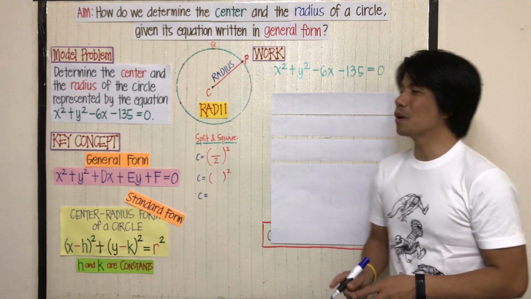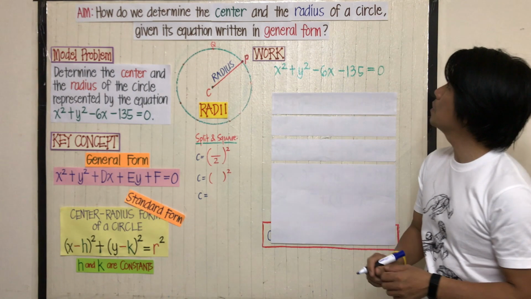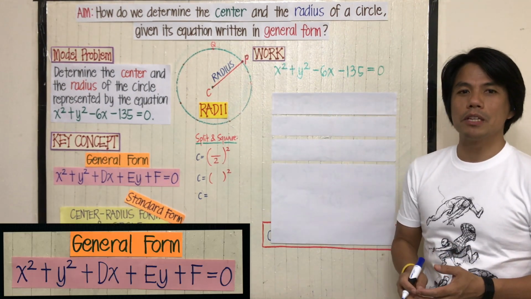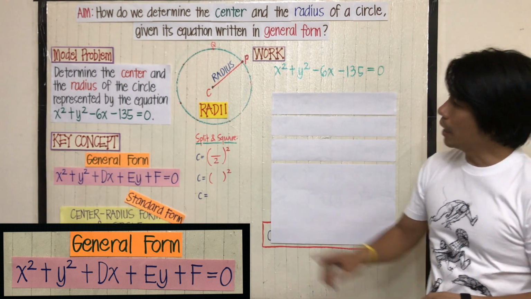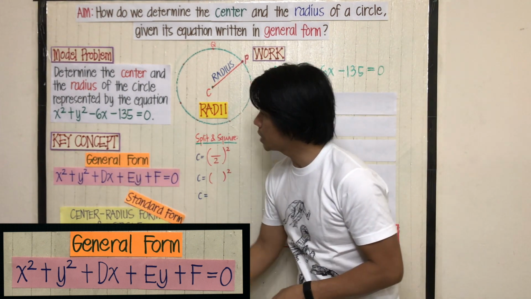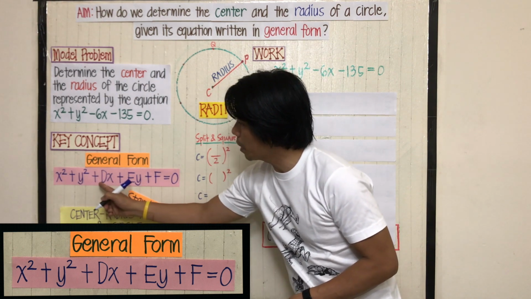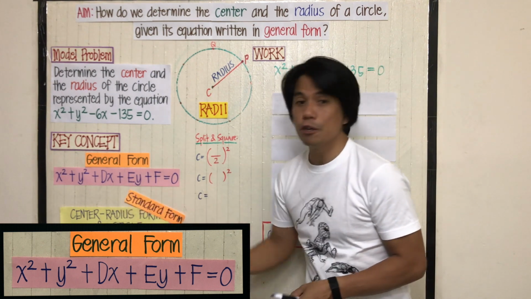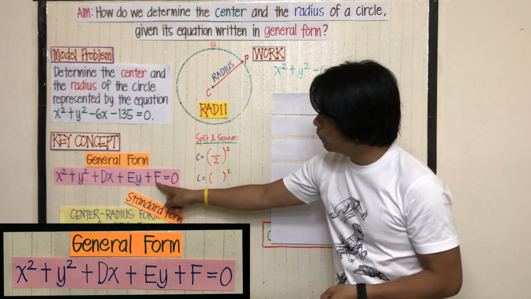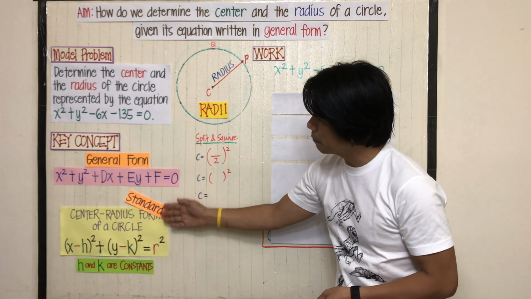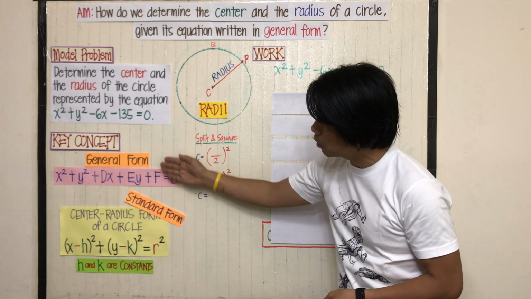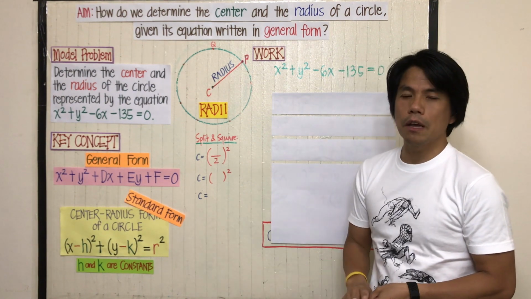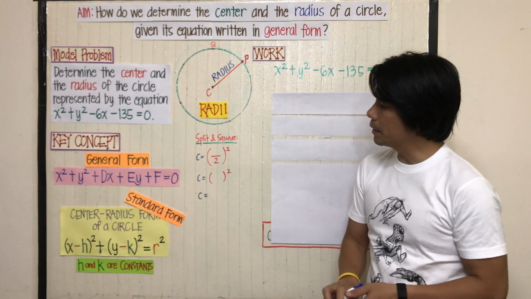Today, we are going to learn how to find the center and the radius of a circle given its equation written in general form. What do we mean by general form of a circle? It's under here, the key concept. It says x squared plus y squared plus dx plus ey plus f equals 0, where d and e are numerical coefficients and f is a constant. Now you could easily see the difference between the general form and standard form. If you want to know about this, check out the previous video where I briefly discuss it.